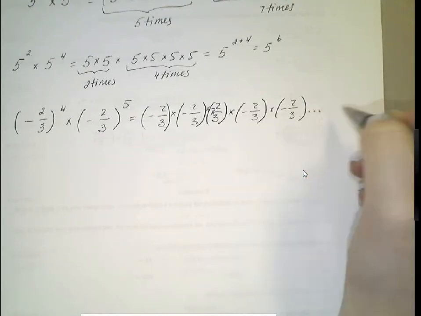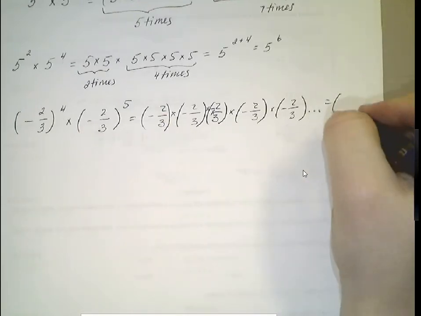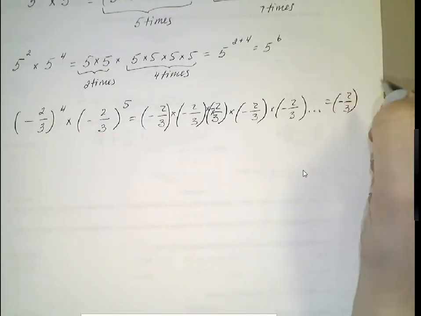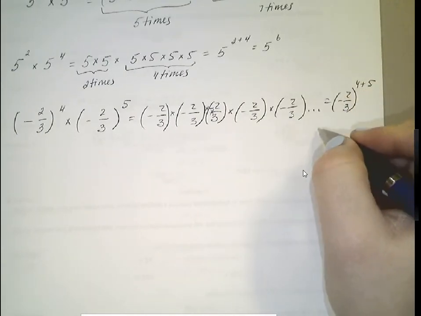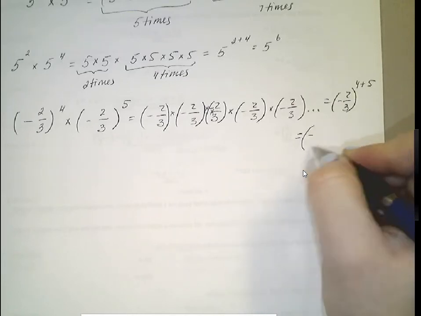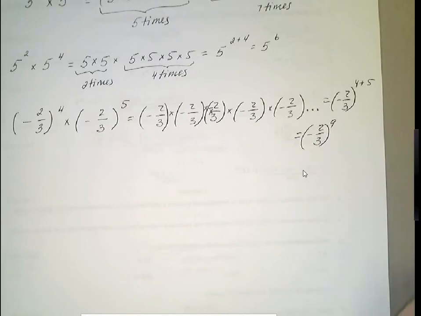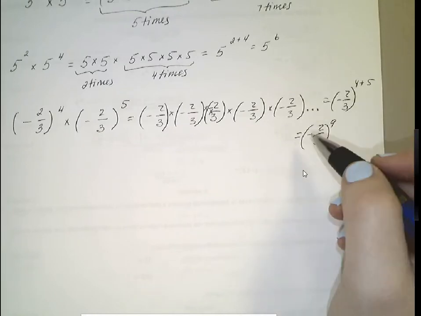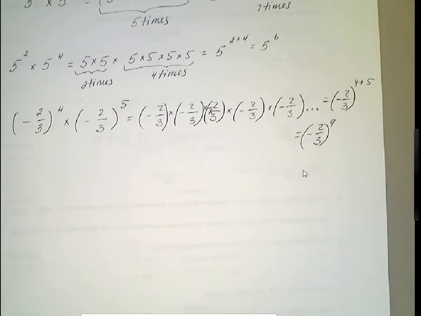Okay, so you got the point. It looks like it does work the same way, right? I have negative 2/3 to the power of 4 plus 5, which is going to be, right here, negative 2/3 to the power of 9. Now remember, we always have to have parentheses around negative 2/3. Otherwise, the 9 will be only on top of the positive 2, and that is not what we are looking at right here. We are looking at the actual whole fraction of negative 2/3 to the 9th power.